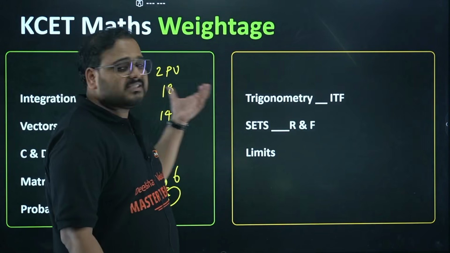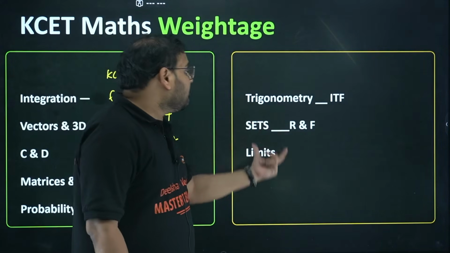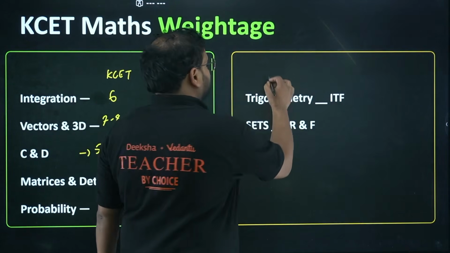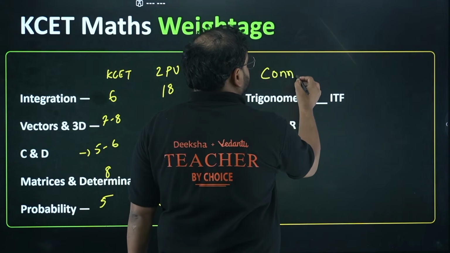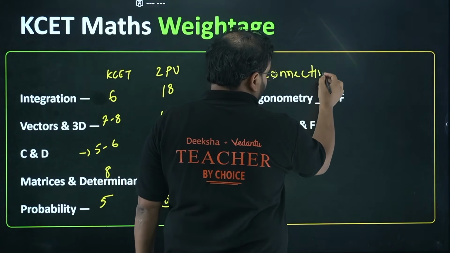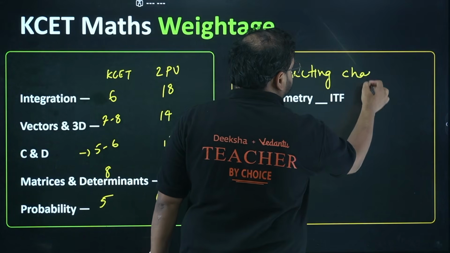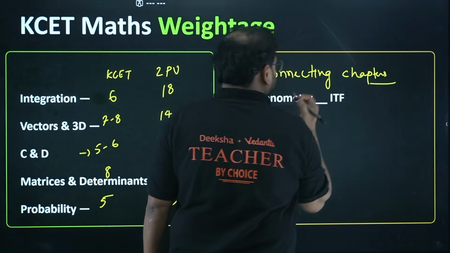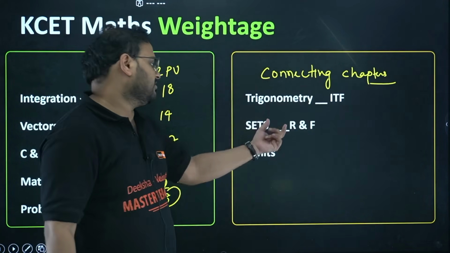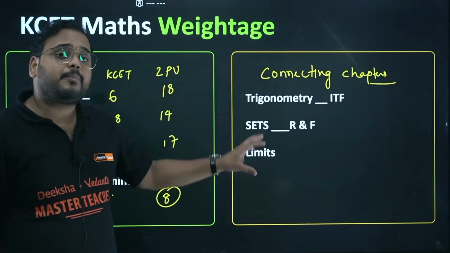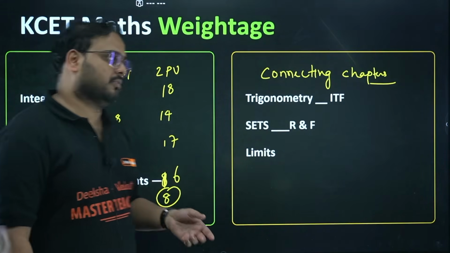Now, this is the weightage trend. Again, these are the chapters that are connected in nature. These are connecting chapters: trigonometric, ITF, sets, relation function, limits. This will all help you solve questions in the second PUC calculus.